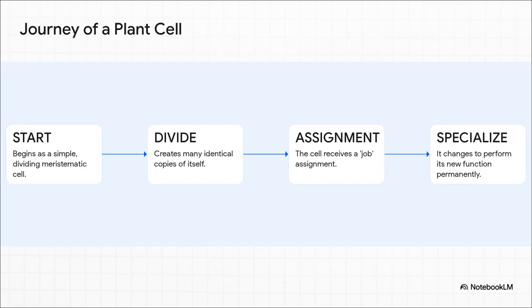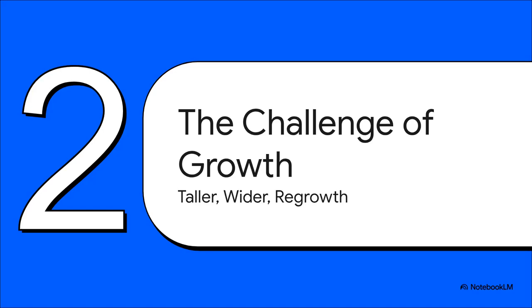Think about it like this. It's pretty much what happens with us. We all start as a single cell. As that cell divides, some cells get the message to become muscle cells, others become nerve cells. They differentiate. A plant does the exact same thing. A cell starts out in a meristem, it divides a bunch, it gets its assignment, and then it permanently specializes to do its job.